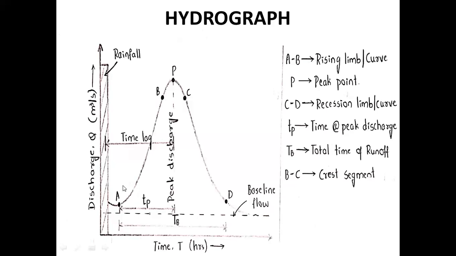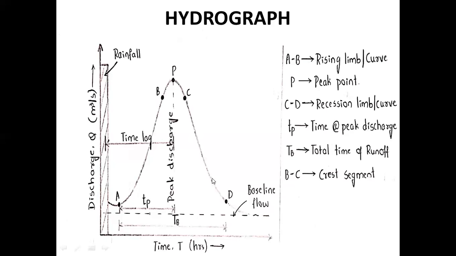Next comes the BC segment. So BC is the crest segment. So first is the rising limb, then the crest segment. It represents the highest point of the hydrograph. Its duration also depends on the intensity and duration of the rainfall. So that is the crest segment, this portion.